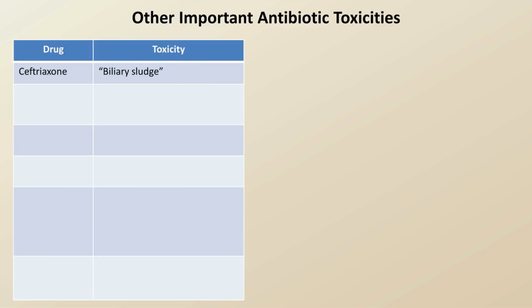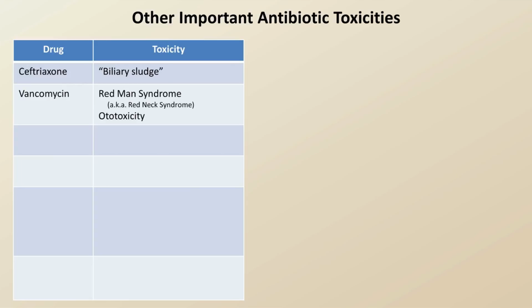Ceftriaxone can lead to something called biliary sludge, which occurs when solutes in bile precipitate in the gallbladder. Although it's not a solid gallstone in the traditional sense, it predisposes the patient to all of the same complications as gallstones, including biliary colic, acute cholecystitis, and pancreatitis.